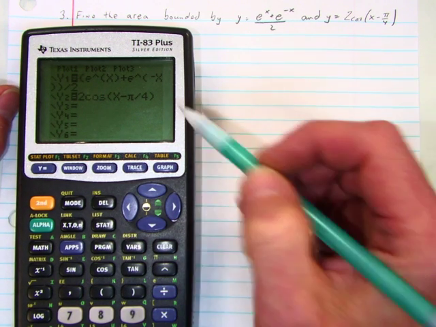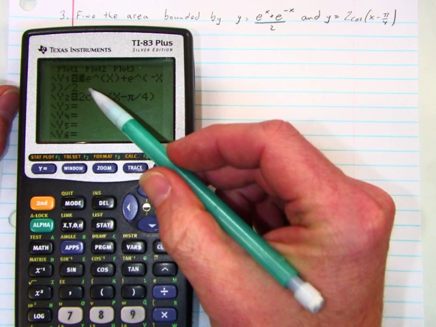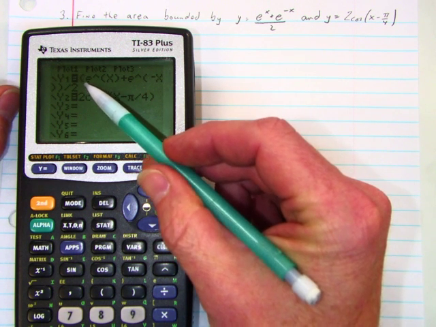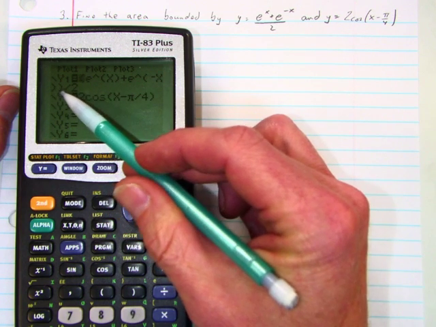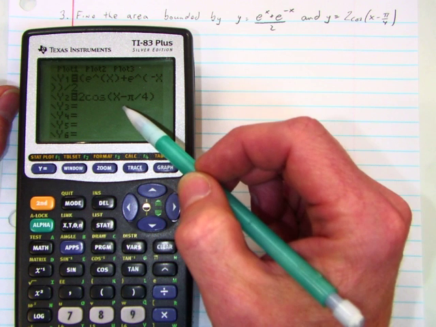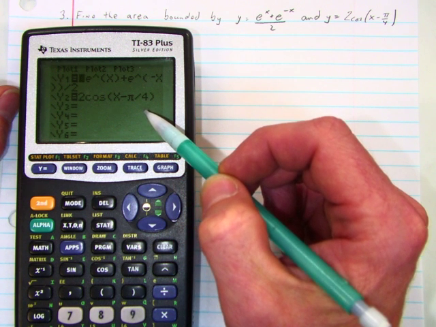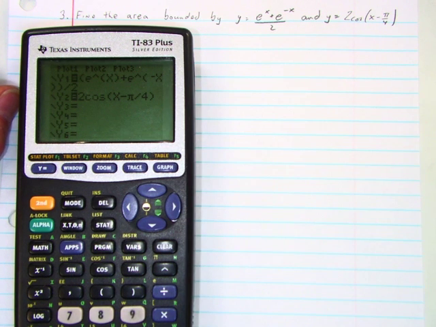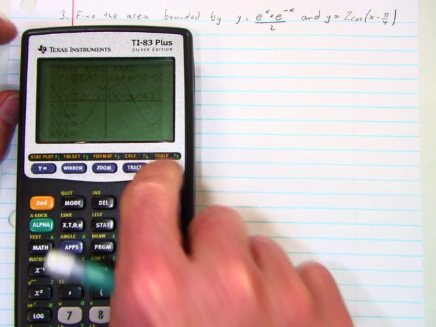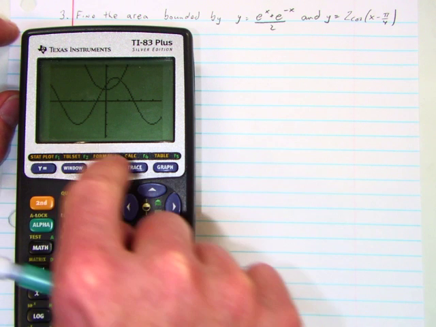The way we're going to do this is type it in. Now you have to be careful about making sure you have the right number of parentheses for the 83, 84s. So we start with a parenthesis, e to the x plus e to the negative x, and then close both of those, divide by 2, and then 2 cosine of x minus pi over 4. Make sure you're in radian mode as well. Now we hit graph. Actually, I already graphed this.